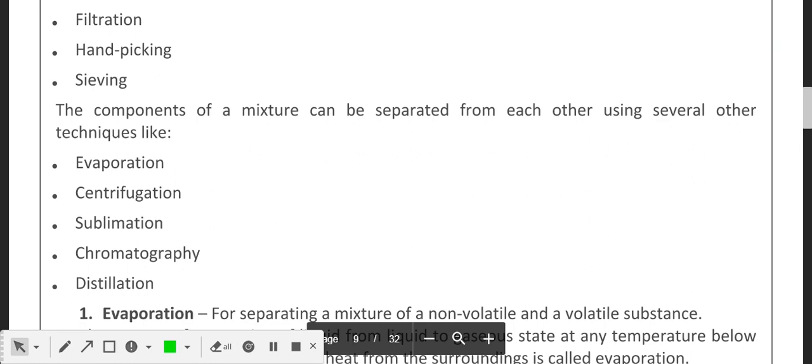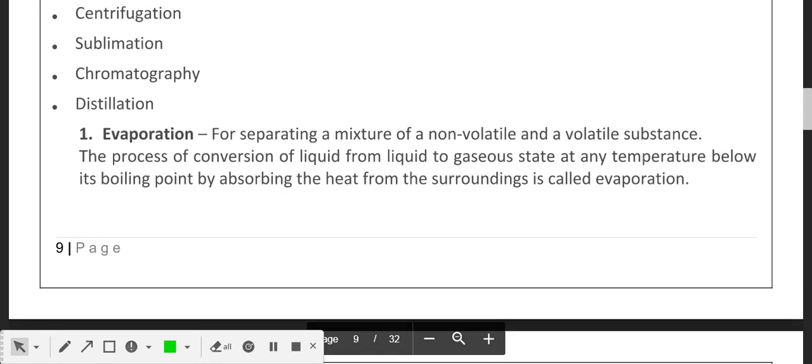So let's see the process of evaporation in this case. Evaporation, as you all know, is used for separating a mixture of a non-volatile and a volatile substance. It is the process of conversion of a liquid to a gaseous state at any temperature below its boiling point.